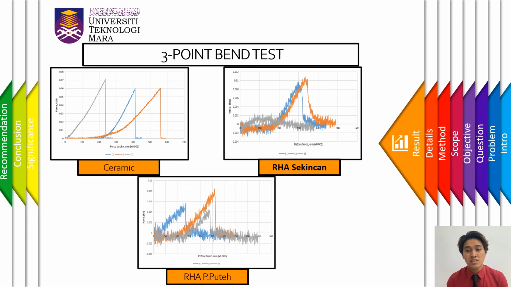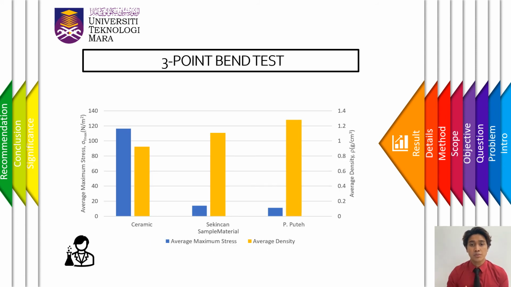For RHA Sekinchan, samples 1 and 2 managed to exceed 0.009 kN of force, but sample 3 fractured earlier than expected at 0.002 kN. For RHA Pasir Putih, the samples exceed 0.004 kN, with sample 3 as the highest, which is 0.008 kN. This is the graph that will be used to identify the correlation between material strength and density.